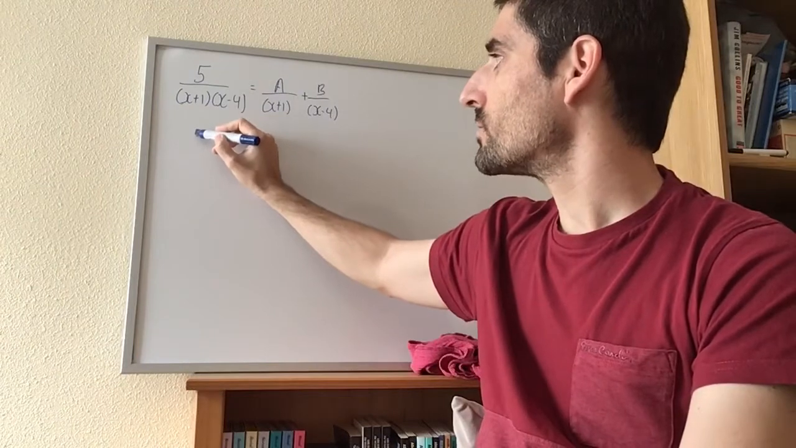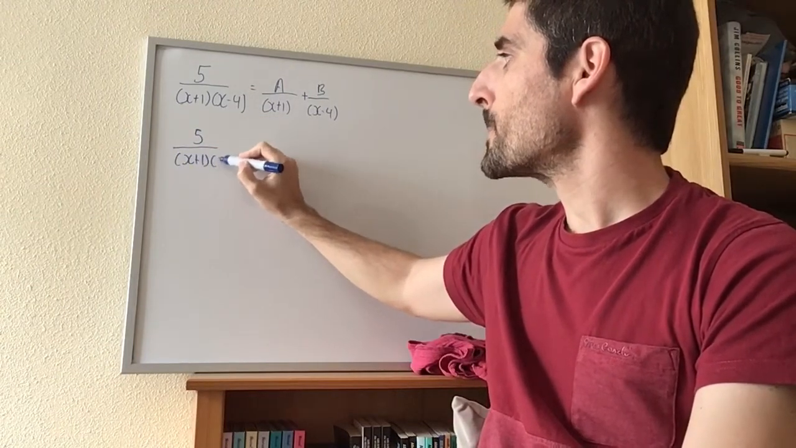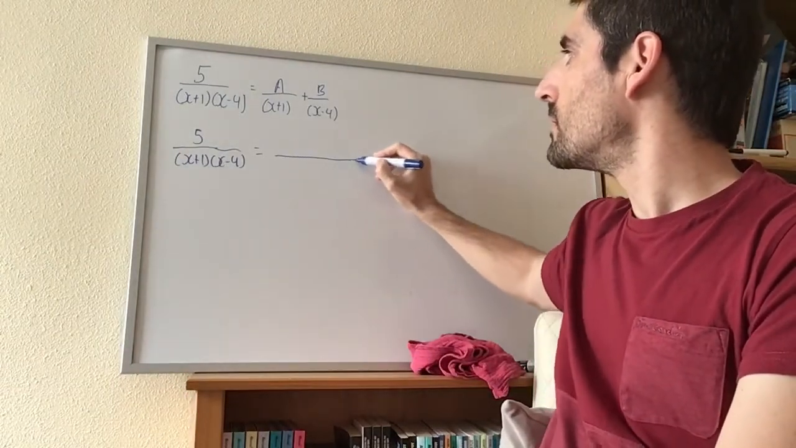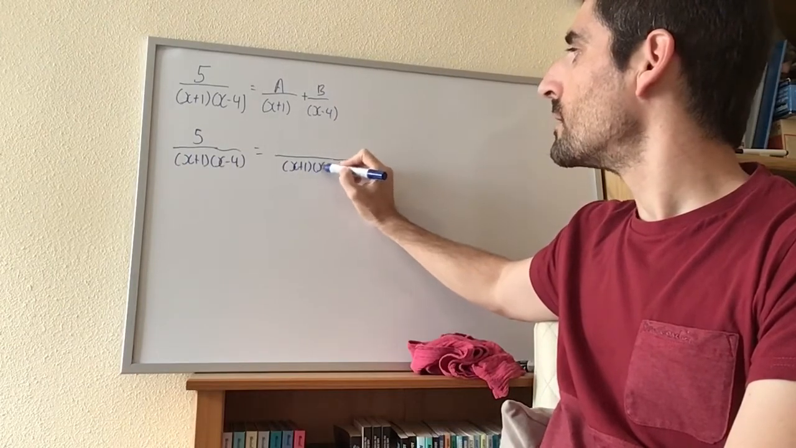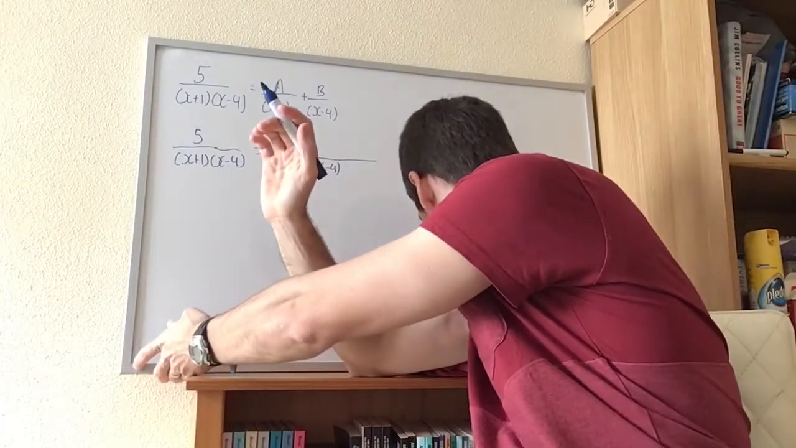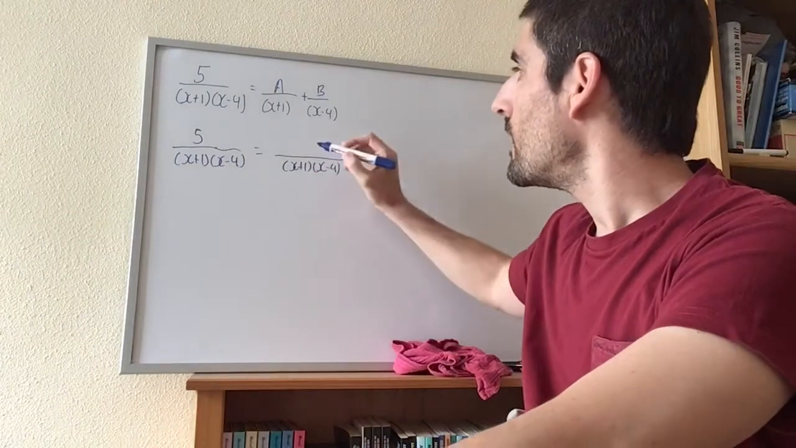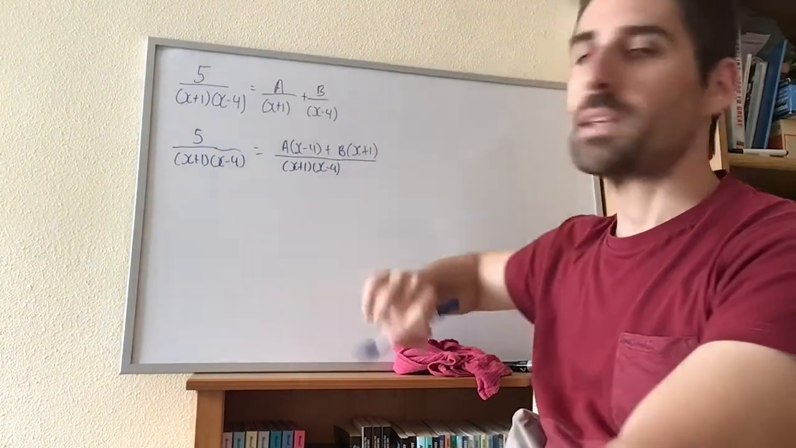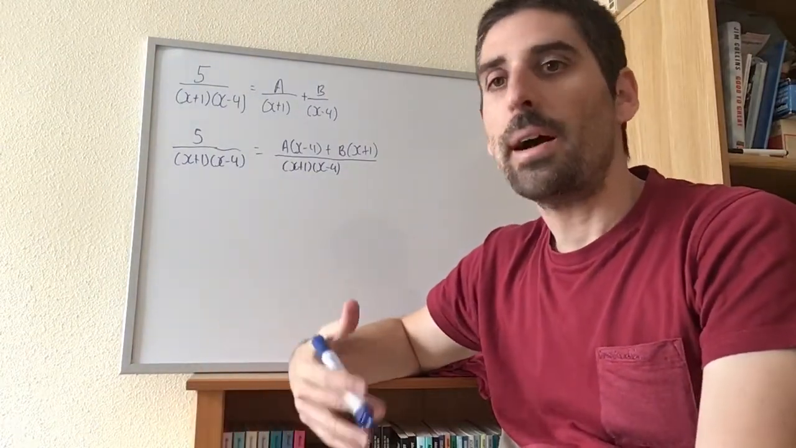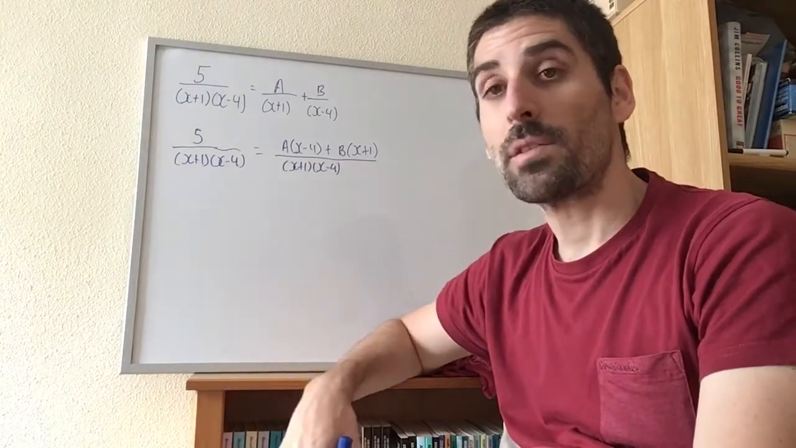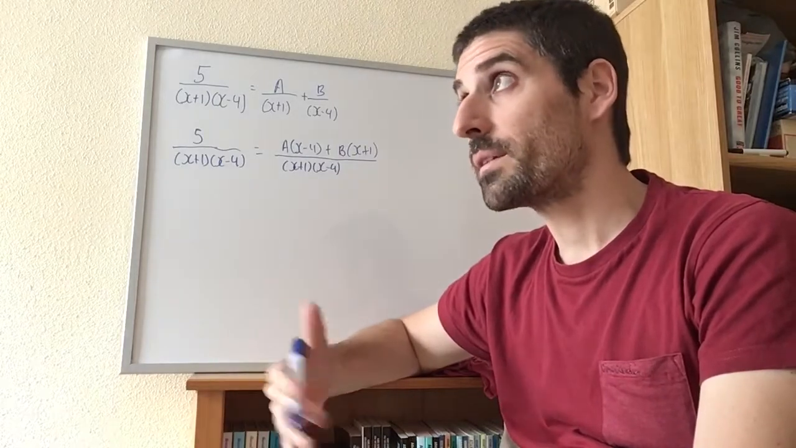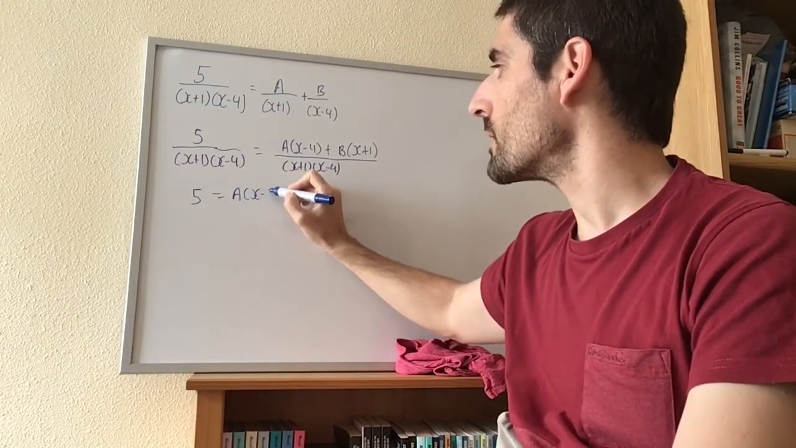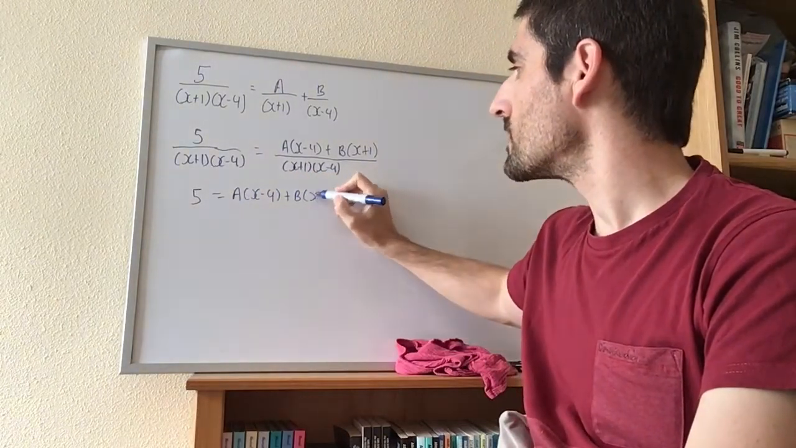So the left hand side is going to stay as it is. And the right hand side, the common denominator I know is going to be (x plus 1)(x minus 4). Then I will have to multiply a times x minus 4, and b I will have to multiply times x plus 1. This shouldn't be a surprise to anyone; we've done this plenty of times before. Because both sides have the same denominator, I can multiply both sides by the common denominator, be rid of it, and what I've got is 5 equals a times (x minus 4) plus b times (x plus 1).